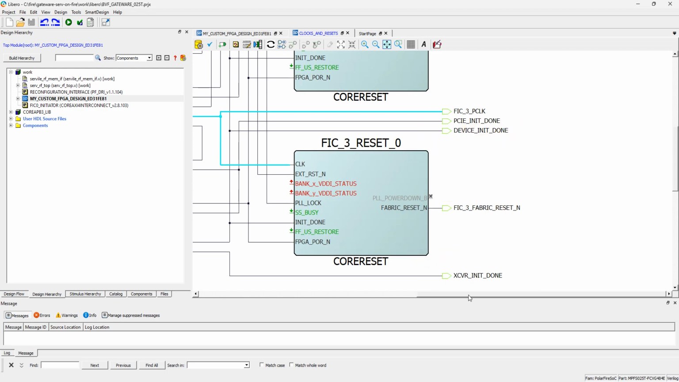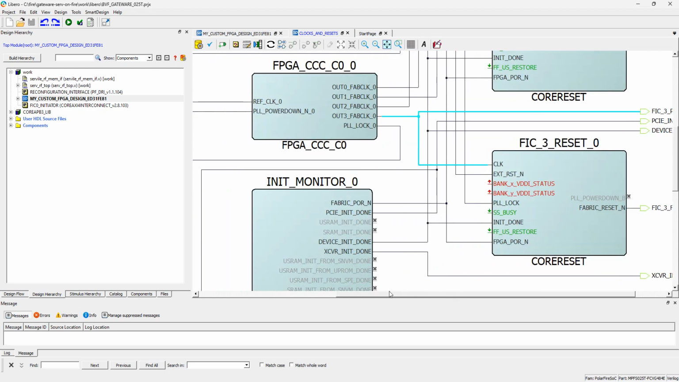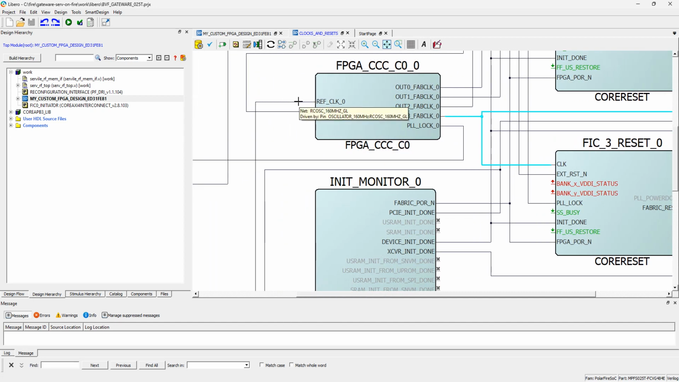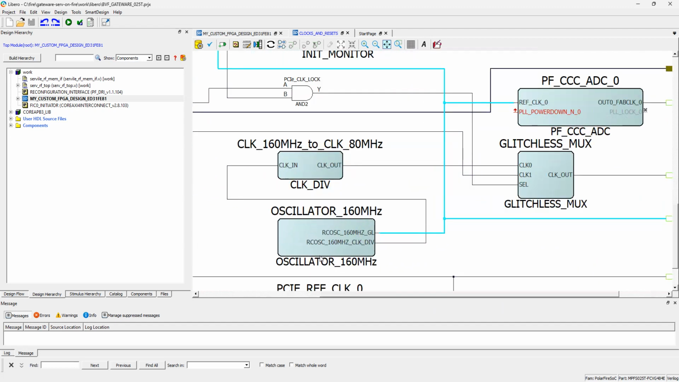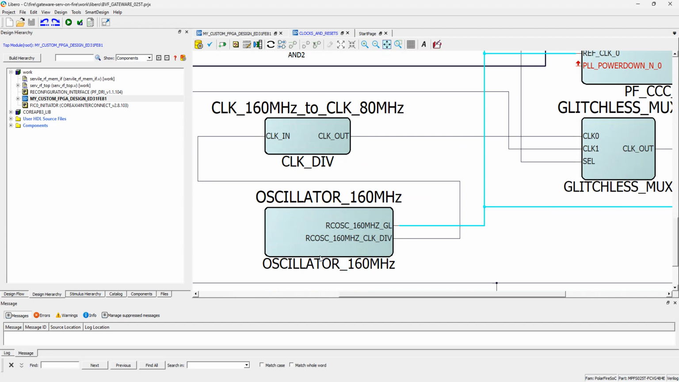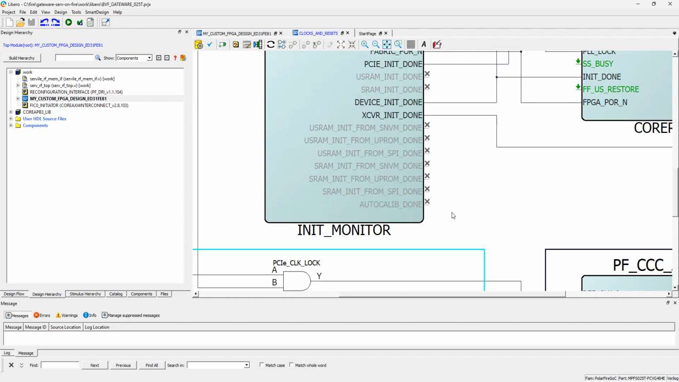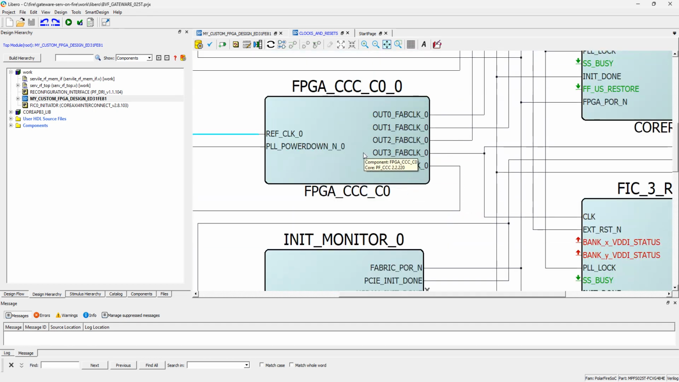And you can slide over, and that's going from this clock conditioning core. I think that's what CCC stands for. And this one's taking in some sort of ref clock. Let's see what it's got for a ref clock. They have built into the FPGA SoC an oscillator, and this oscillator is toggling at 160 megahertz, and its output is going up and over and going into this clock conditioning block.